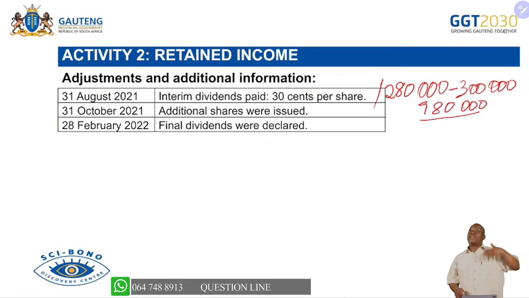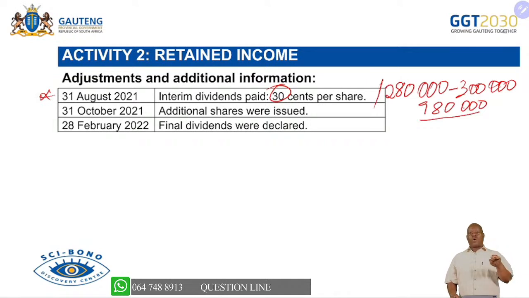So what are we saying? When the year started, we had 1,280,000 shares. There was a buyback, so it's a minus. So we are now having 980,000 shares. Now, why is this important to know? Because they are saying on 31 August 2021, interim dividends at 30 cents per share. The minute they say 30 cents per share, you need to know how many shares for this to make sense. So you are going to ask yourself, how many shares were in issue on 31 August?